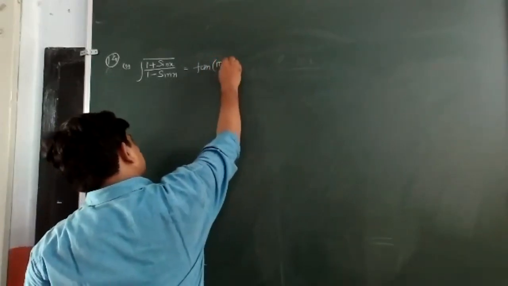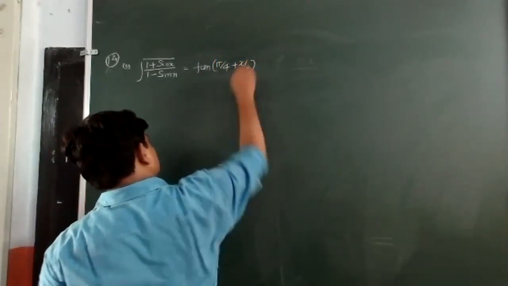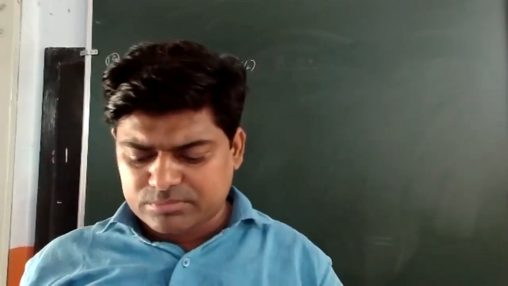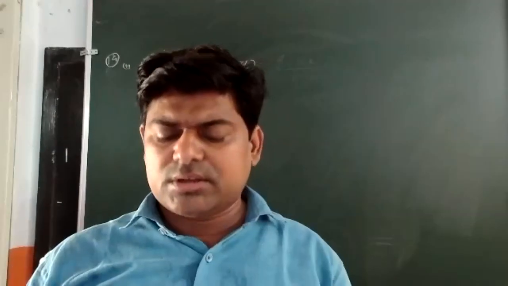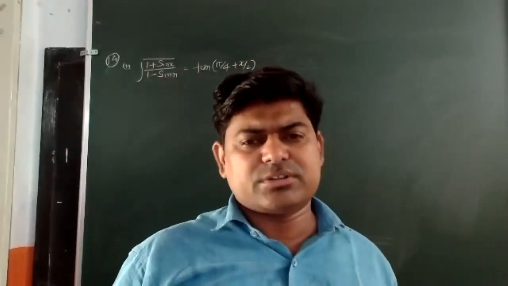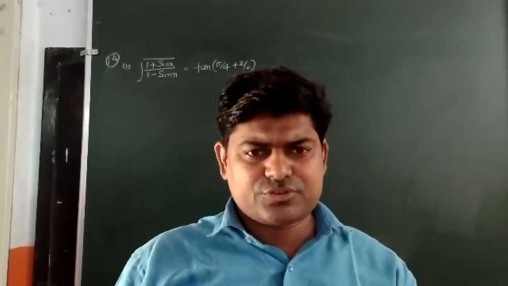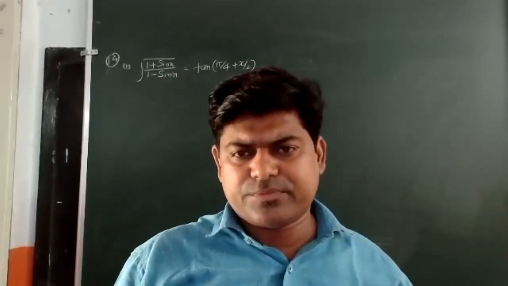tan(pi/4 + x/2). What I said: if you are facing a problem because of tan pi by 4, no problem. We can start with the right hand side. Wherever tan pi by 4 comes, we can put it equal to 1. It's okay. And then after that we will simplify.